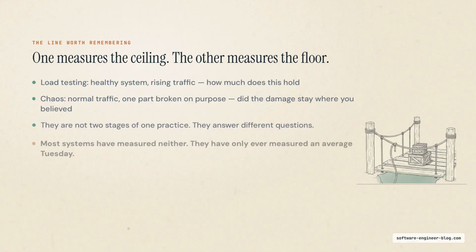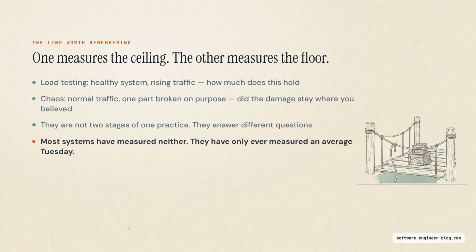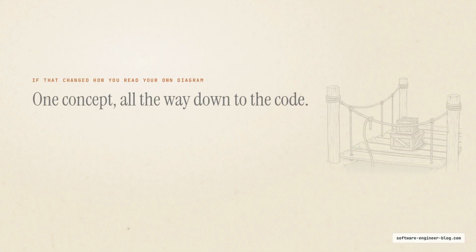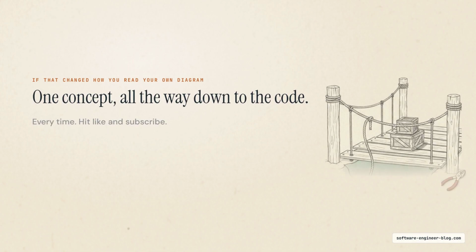And the uncomfortable part is that most systems running in production today have measured neither. They have only ever measured an average Tuesday, and an average Tuesday is the one day that was never going to take you down. One concept all the way down to the code, every single time.